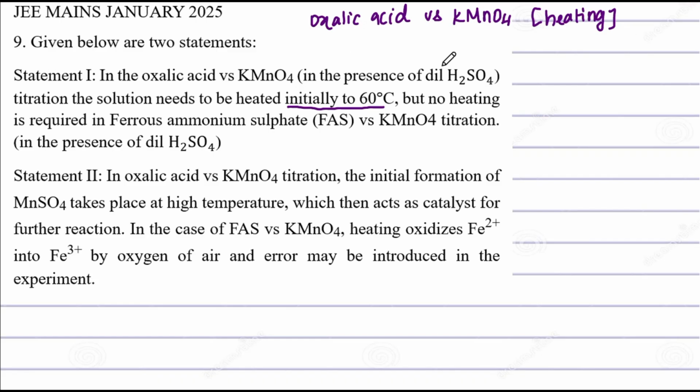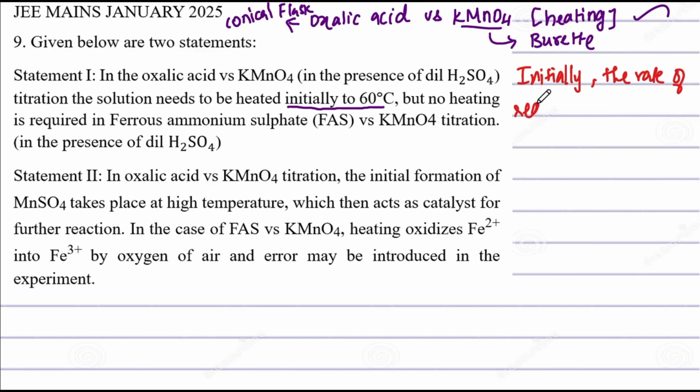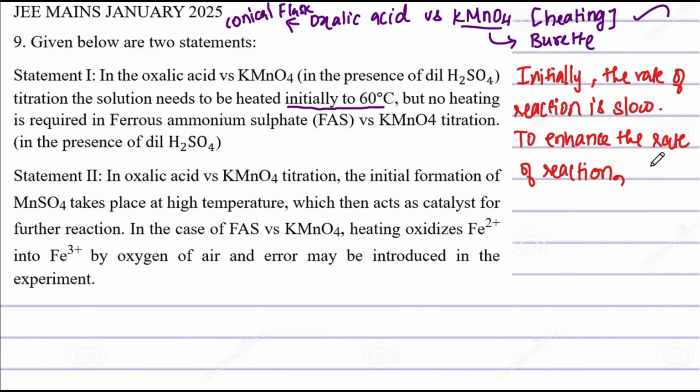So this statement is actually correct because in this oxalic acid versus KMnO4 titration, the oxalic acid will be taken in the conical flask and the KMnO4 will be taken in the burette. So in this titration, the rate of the reaction initially is slow. Therefore, to enhance the rate of reaction, heating is required.